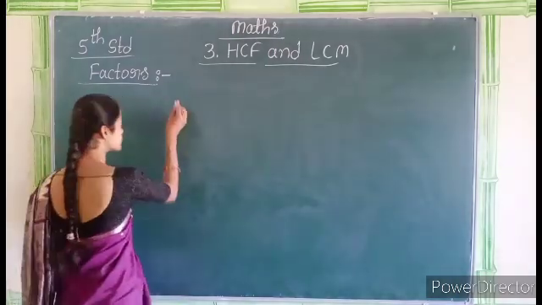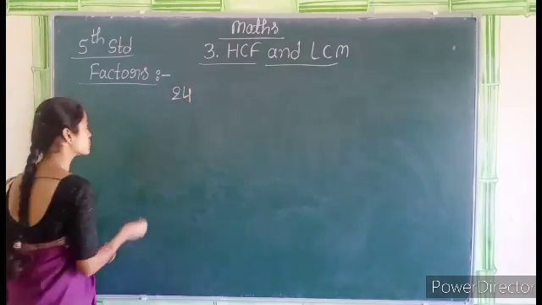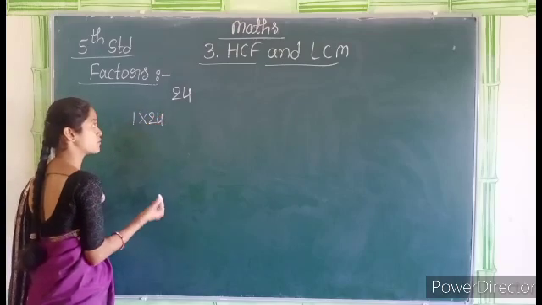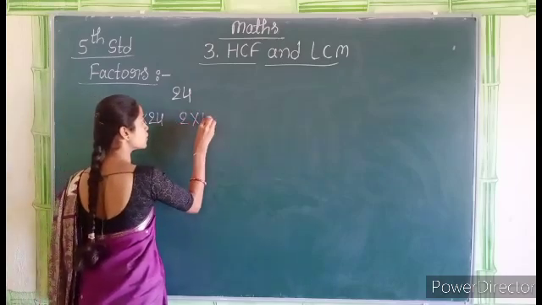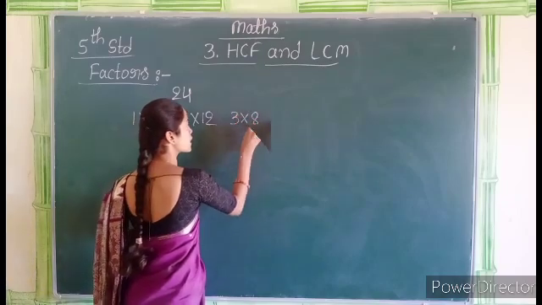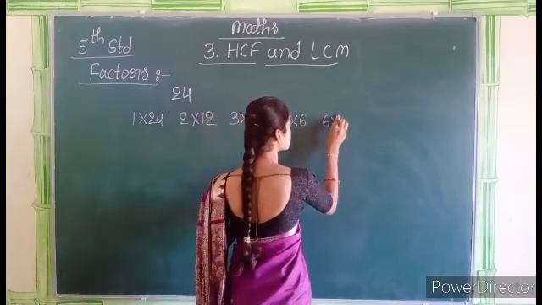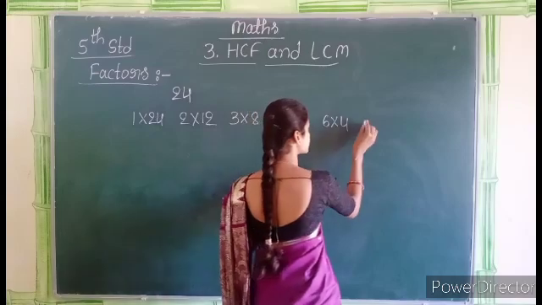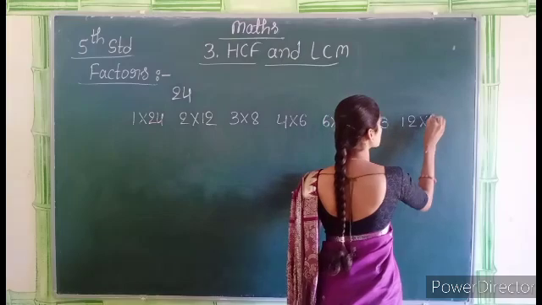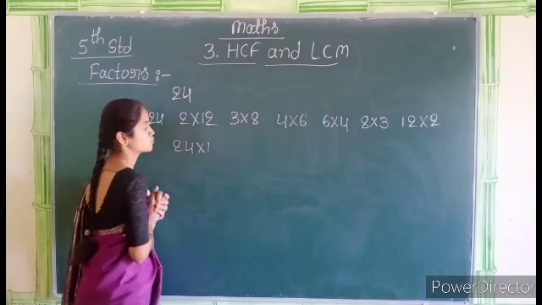Here I will consider 24, and this 24 can be represented as a product of 1 into 24, then 2 12s are, that is 2 into 12, then 3 8s are 3 into 8, 4 into 6, then 6 into 4, 8 3s are 8 into 3, then 12 2s are, then 24 1s are 24 into 1.